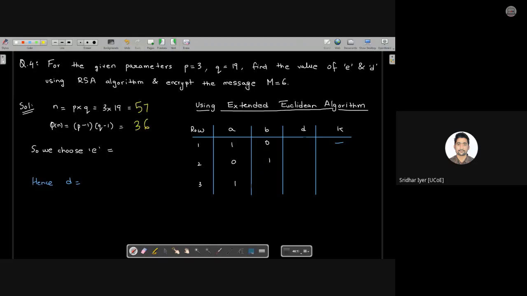We can't take 2, we can't take 3, we can't take 4, but can we take 5? Yes or no? Can we take 5? Yes, because 5 is the lowest possible number and it is neither equal to P nor equal to Q. So we can take E as 5 and it is also not a factor of 36. Right. So once we get the value of E, it becomes easy for us to find the value of D.